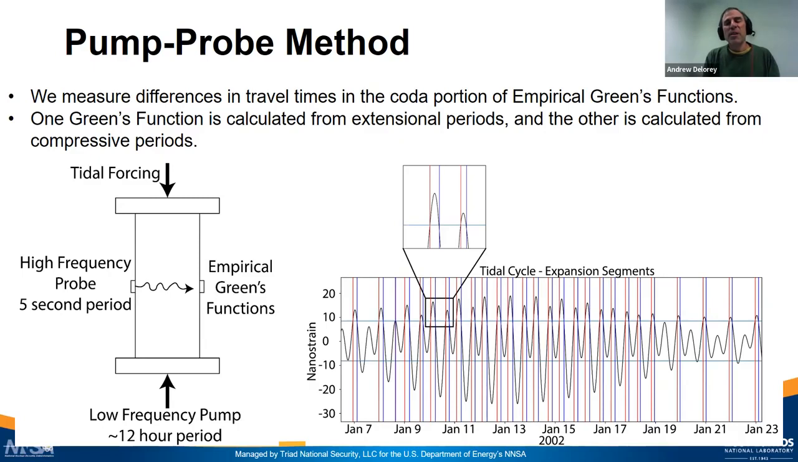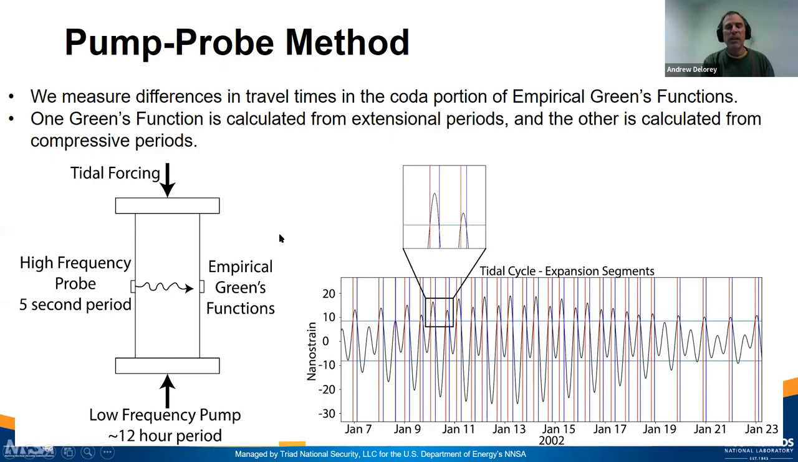So the pump probe method in the Earth is that we measure differences in travel times in the coda portion of empirical Green's functions. One Green's function is calculated from the extensional periods and the other is calculated from the compressional periods. So you can think about it schematically like this. We have tidal forcing. That's a low frequency pump. That's about a 12-hour period. And we have a high frequency probe, and in the case of empirical Green's functions, a period of about 5 seconds.